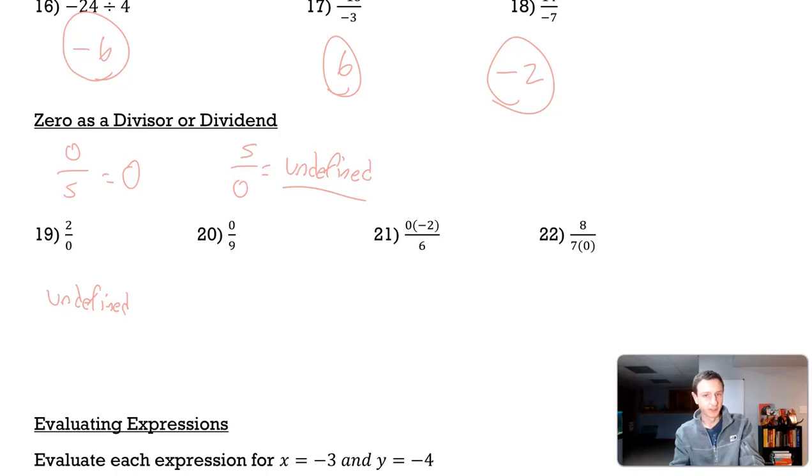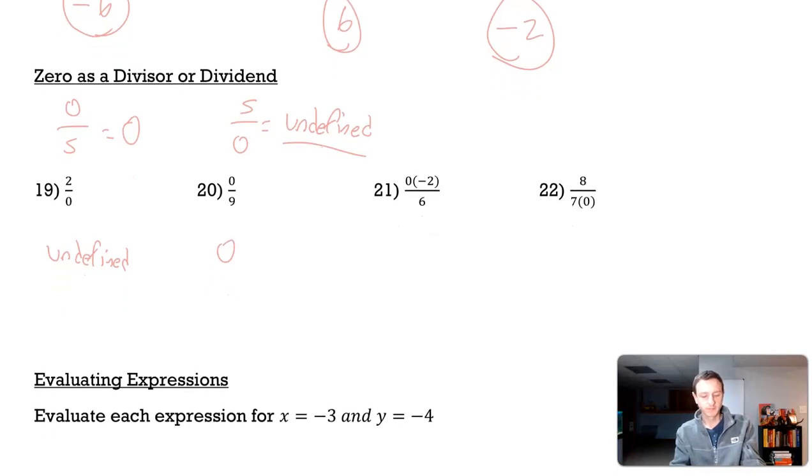Number 20, 0 divided by 9, 0 divided by any number is 0. Number 21, 0 times negative 2 is 0. 0 divided by 6, 0 divided by any number is 0.